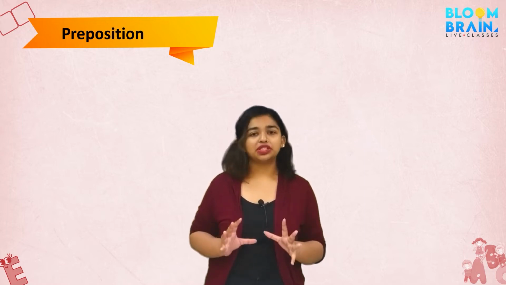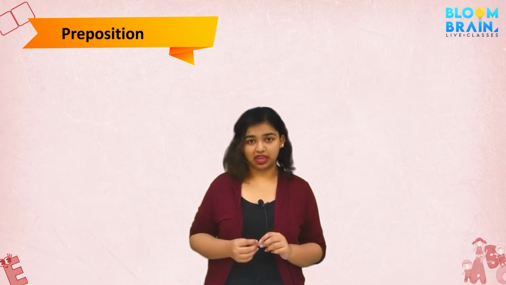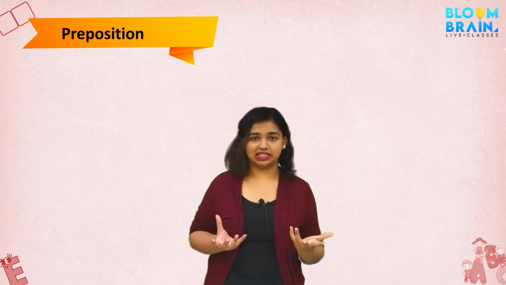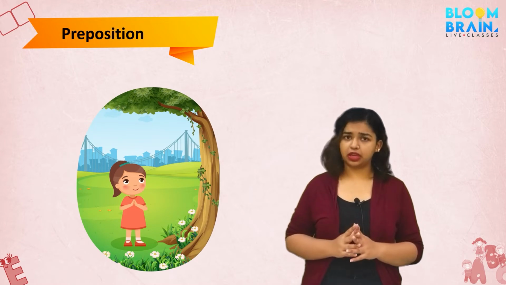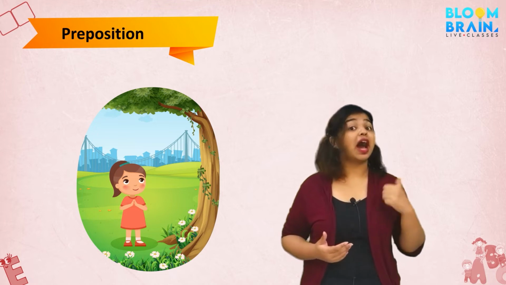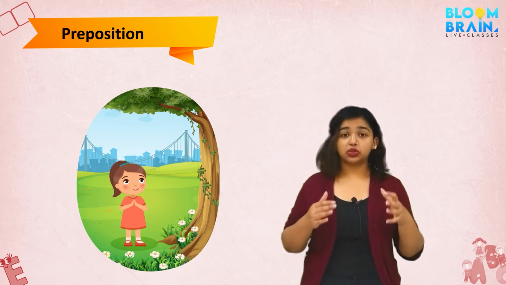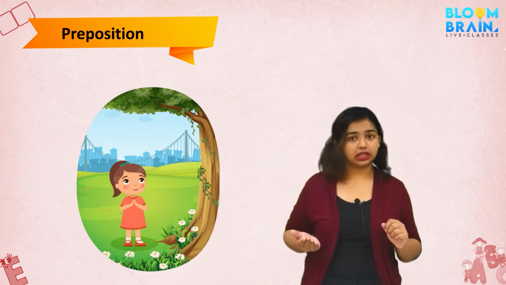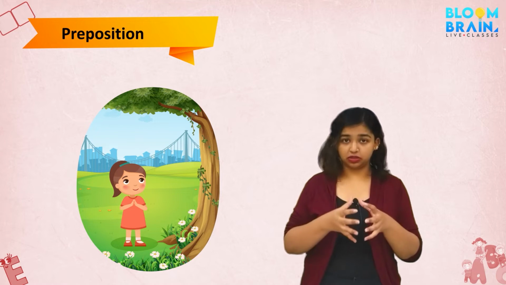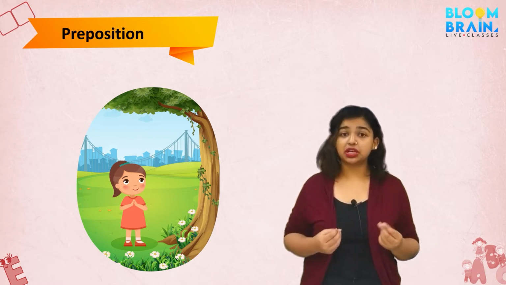Prepositions can be certain phrases, but mostly these are words. These are small words which form a connection between a noun or a pronoun and the rest of the sentence. For example, there's a little girl, and where is she? There's a little girl under the tree. Here we have two nouns, girl and tree. We are connecting the two nouns using a preposition, under.